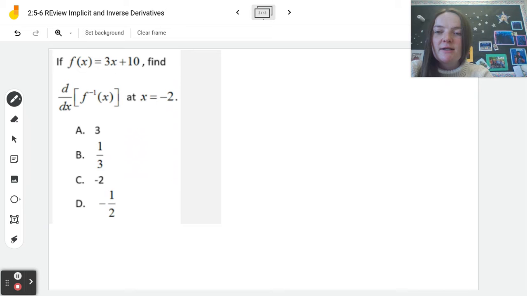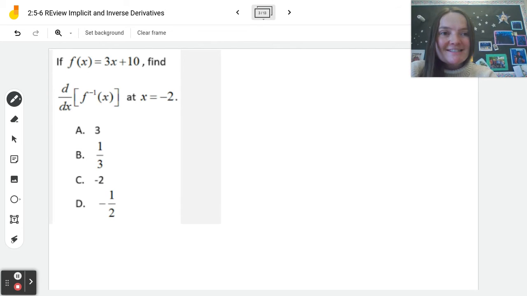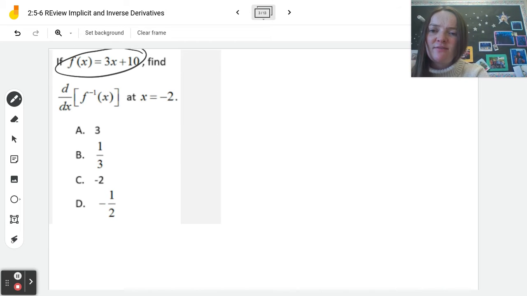So next question here. F of x is equal to 3x plus 10. Find the derivative of the inverse at x is equal to 2. Okay, well, this one's going to be a little harder to find because this time they didn't give us a point. So we're going to have to find the point ourselves. So because this is a linear function, it actually would be really easy for us to just straight up find the inverse here. So I'm going to find the inverse of f of x.